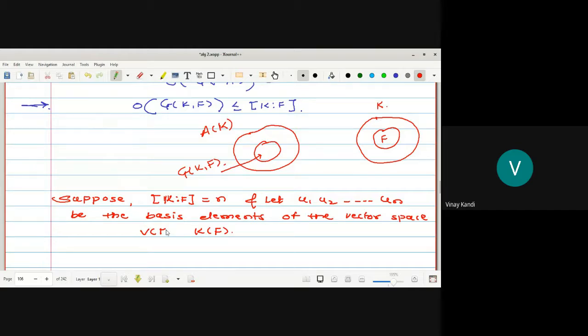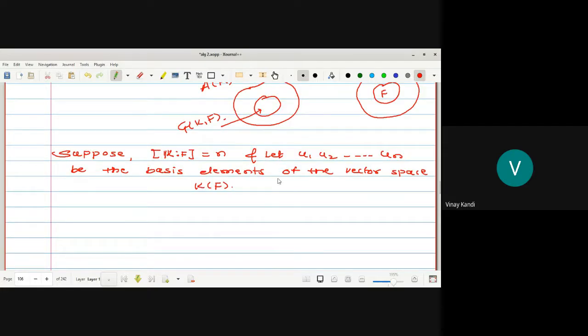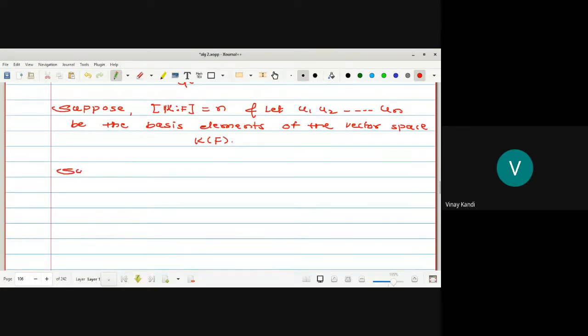Wait a minute. Suppose we can find n plus 1 distinct automorphisms. We don't know how many elements are in G(K,F). Our assumption is, suppose we can find n plus 1 distinct automorphisms sigma 1, sigma 2 up to sigma n and sigma n plus 1 in G(K,F).